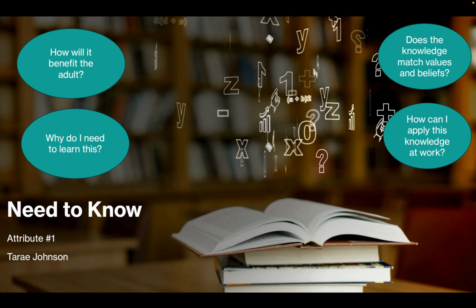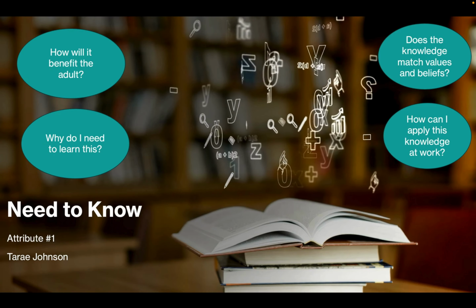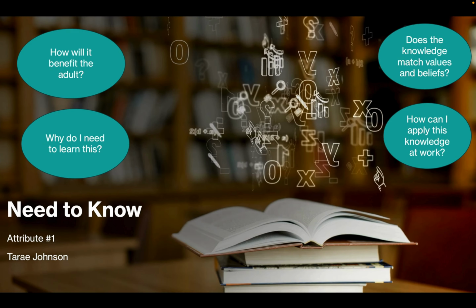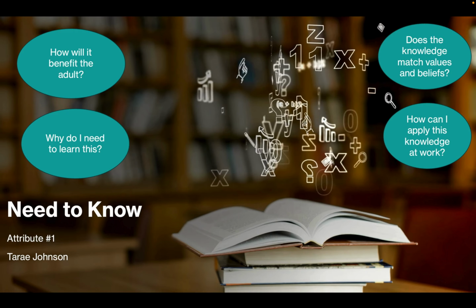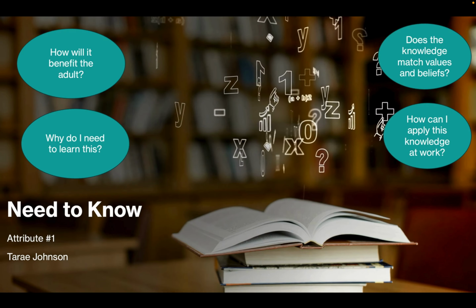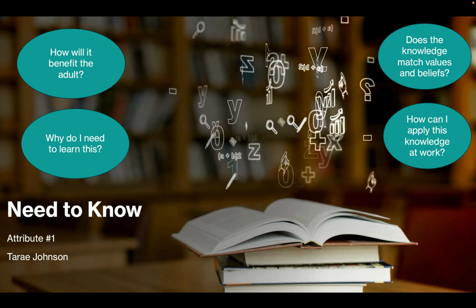Starting with attribute one, need to know. This map focuses on helping adult learners understand why learning matters before they fully engage. My questions ask learners to consider the benefits, relevance, and real world application of the content.